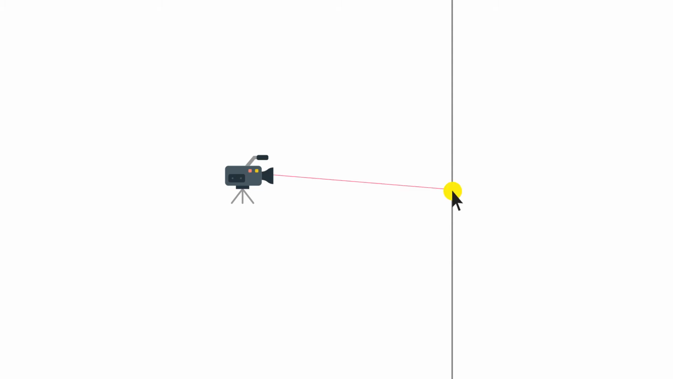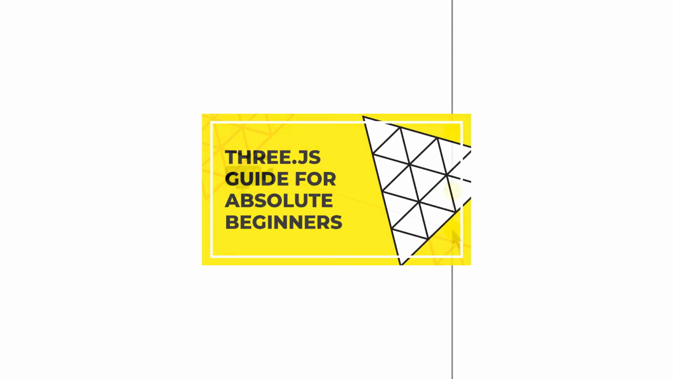Next, we need to create an object on mouse click at the position where the plane intersects with the ray between the camera and the cursor. Here, you need to have a basic knowledge of the Raycaster class. I have already talked about that in the Three.js guide on my channel. So, if you don't know what a Raycaster is or how it works, make sure to watch that part of the guide, link in the description.